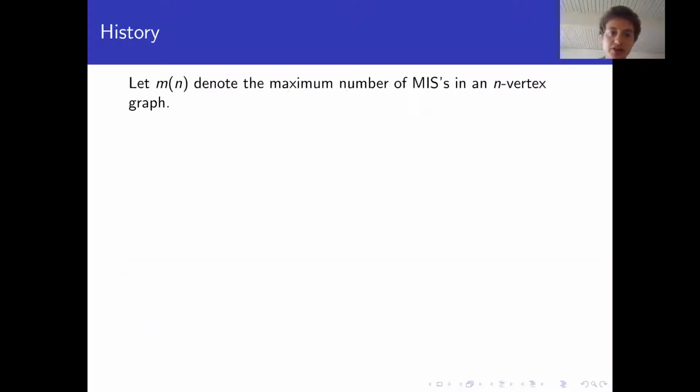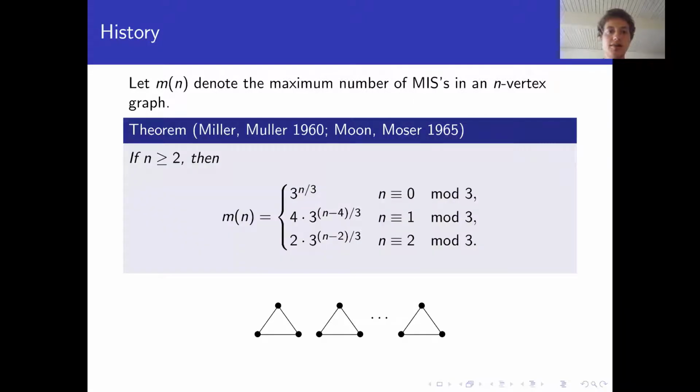So perhaps the simplest case to consider is all n-vertex graphs. So we'll let M of n denote the maximum number of MISs that an n-vertex graph can have. And a theorem due to Miller and Muller, and Moon and Moser independently determined M of n exactly.